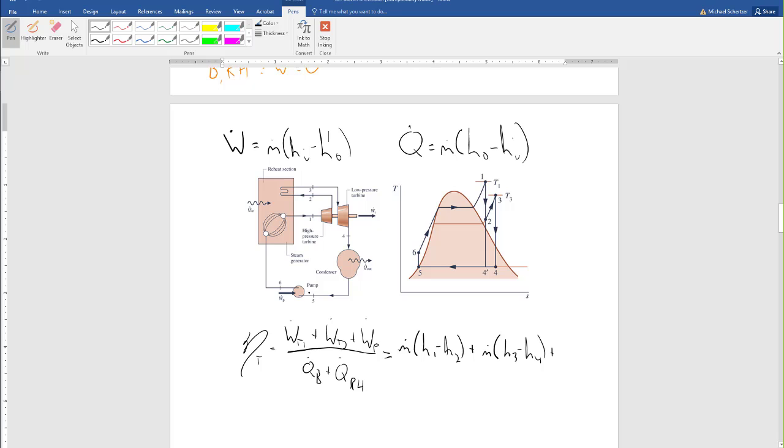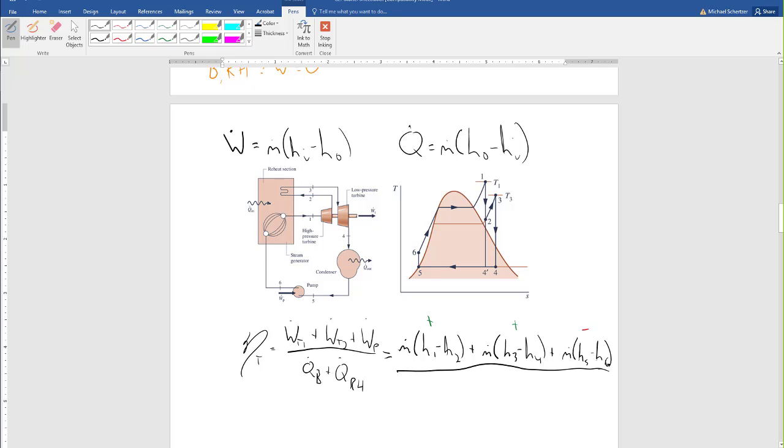Plus, now my pump is going to be m dot times h5 minus h6. Now, I didn't do these color-coded, but I'll do this now. I expect those two terms from the turbines to be positive and this term from the pump to be negative. So my total net power will be less than my turbine powers. That's why this has to be plus that negative number.